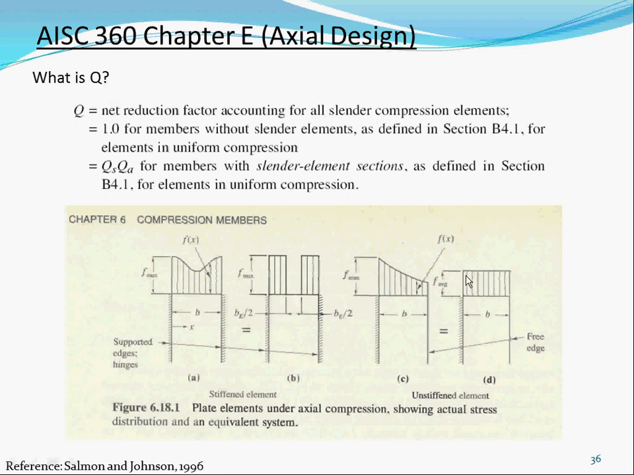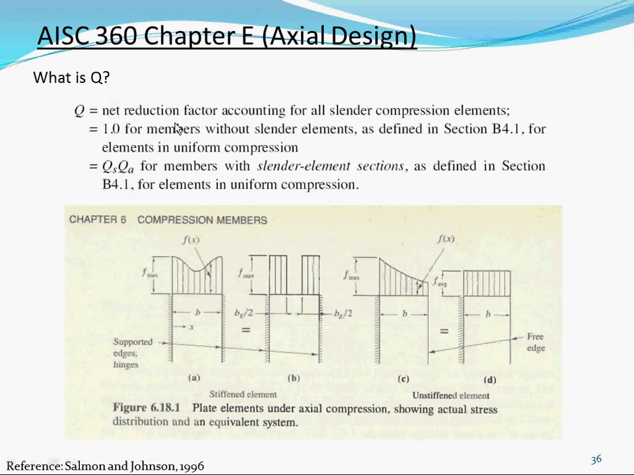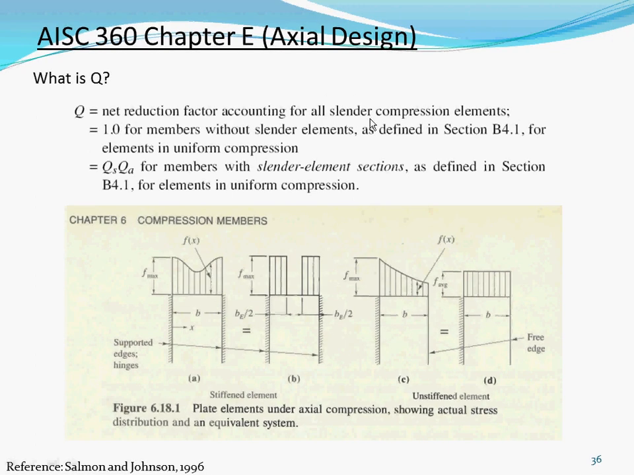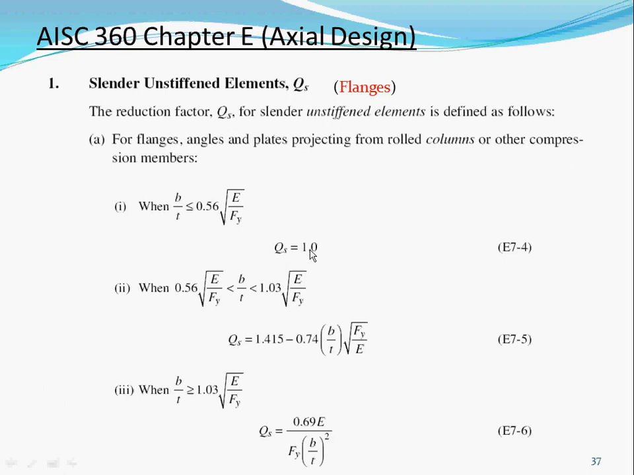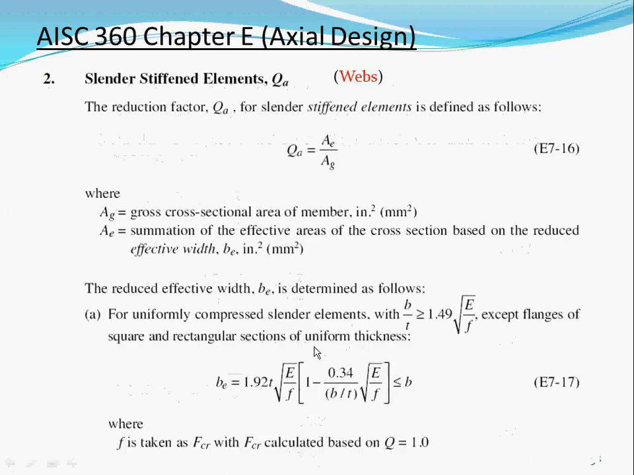But what they do is they take an average of the two for you to use when you're doing unstiffened design. So the Q is the net reduction factor accounting for slender elements in compression. And then QA times QS for the member, so you have to do both the flange and the web, and then multiply them to get your Q value. Okay, so for the flanges, the QS is for unstiffened elements. So basically, it depends on where they are. They give you a couple of equations to calculate. If your b over t is less than that, then you use the QS of this. If it's in between this range, you're going to use this QS. So that's pretty straightforward.